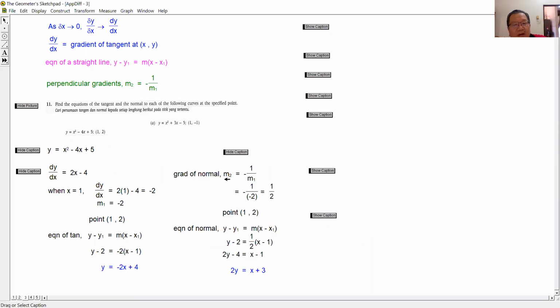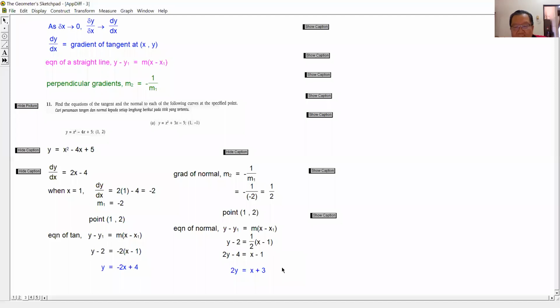So I try to find the gradient of the normal. The gradient of the normal is what? You just use the gradient of the tangent, find the reciprocal, and this will be the gradient of the normal. You just inverse the tangent and change the sign, you will get the gradient of the normal. Using the gradient of the normal and the given point, you substitute into this formula and you will get the equation of the normal.